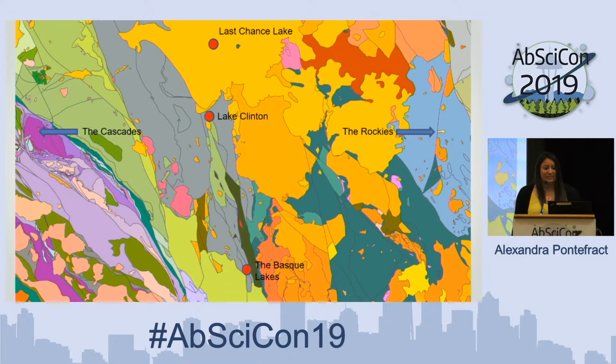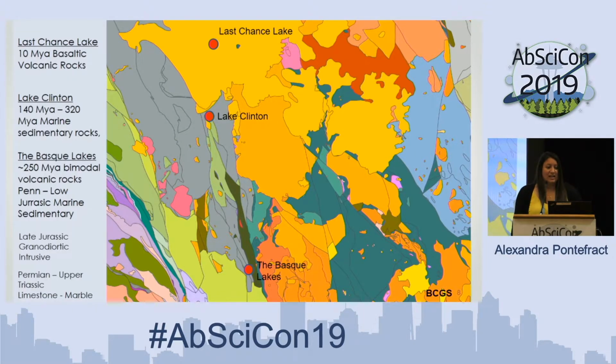This crazy map is the geology of the area and why we have some really unique ions in solution. Basically, Last Chance Lake is underlain by basaltic volcanic rocks, whereas Lake Clinton and the Basque Lakes are underlain by marine sedimentary rocks. And then I should also point out that we've got granodioritic inclusions throughout the region. This whole gray unit here is Permian to Upper Triassic limestone marble, which is why we have a lot of magnesium carbonate in the environment. And there are also pyrite and pyrrhotite deposits, which is where our sulfuric acid is coming from.